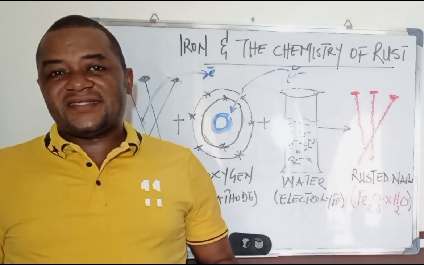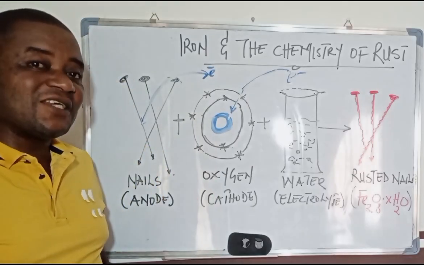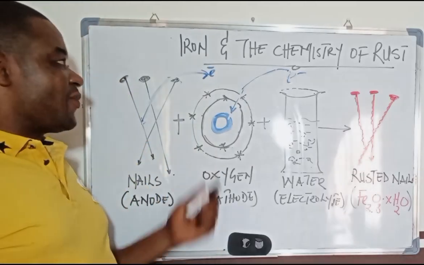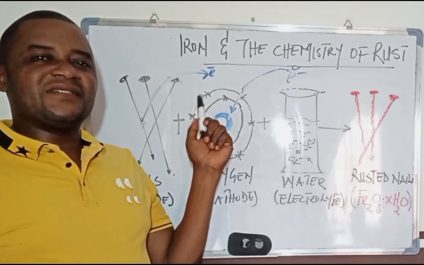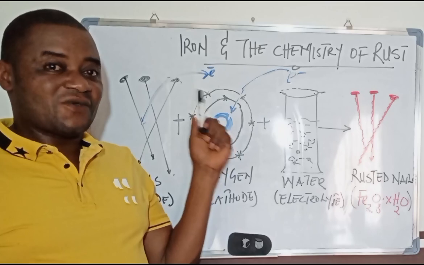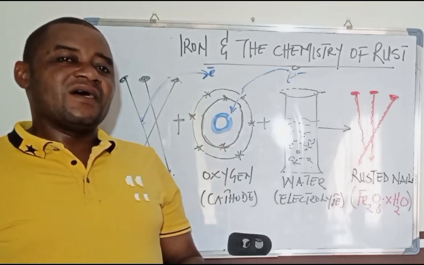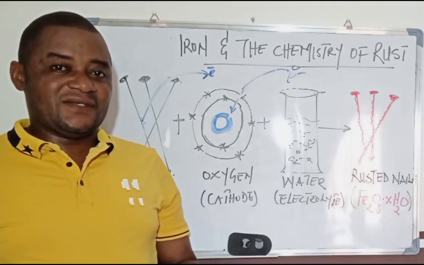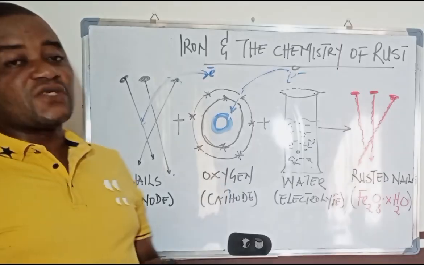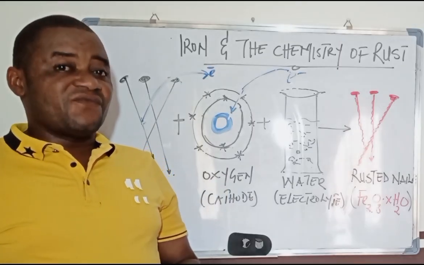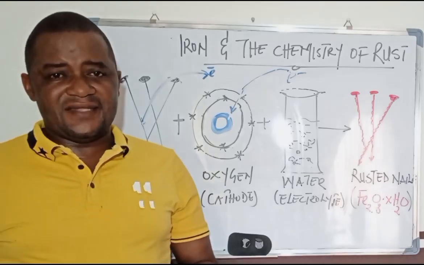Now I hope you also know that iron is a transition metal, and as a transition metal, iron has some characteristics. As a transition metal, iron will always show variable oxidation states. Iron also shows some element of complex formation, complexes, and it also produces colored compounds. Those are qualities of transition metals, and iron as a transition metal possesses those qualities.